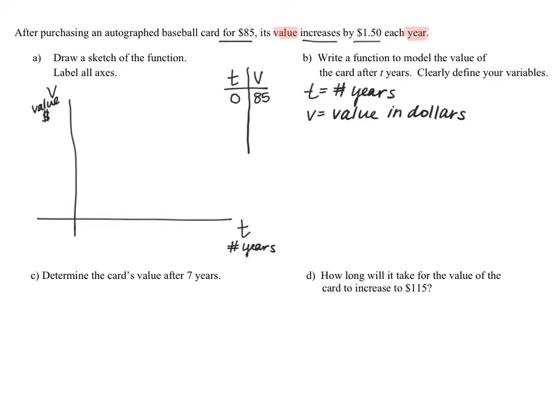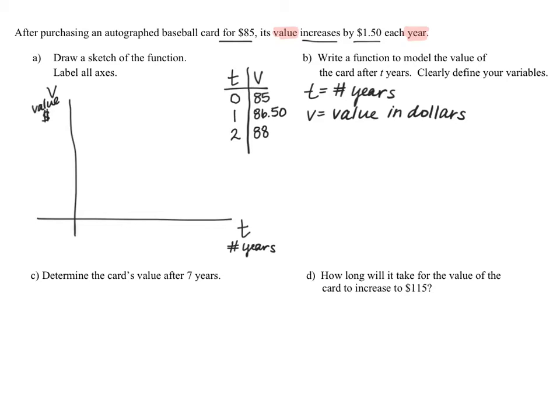So let's fill in our table here. After 1 year of owning the card, my value increases by $1.50, which would mean that my value of the card would be $86.50. Let's do another one. After an additional year, so that would be T equals 2 years, we add another $1.50, which means the value of the card would be $88.